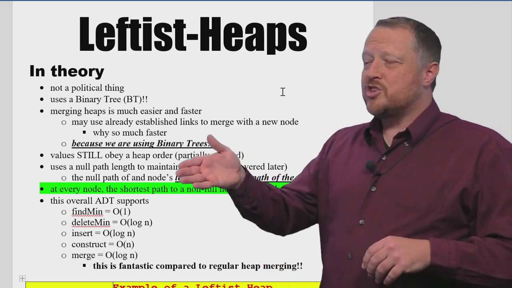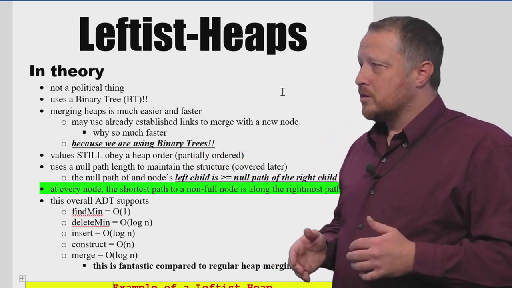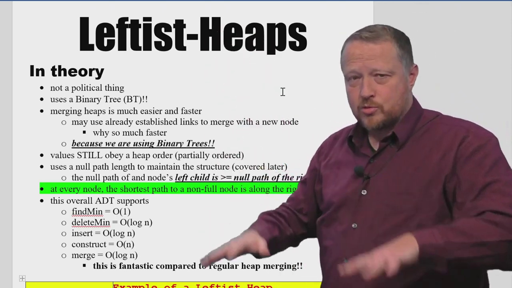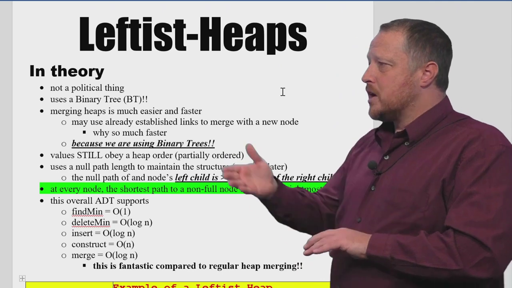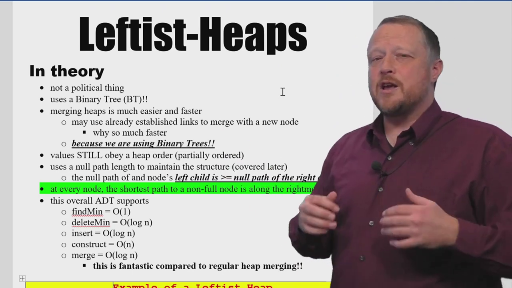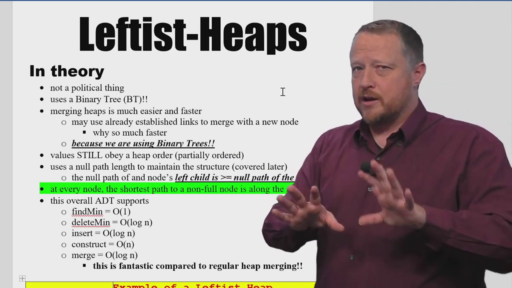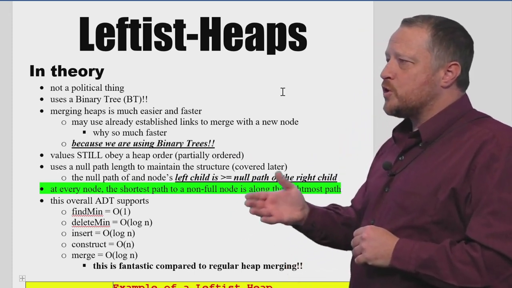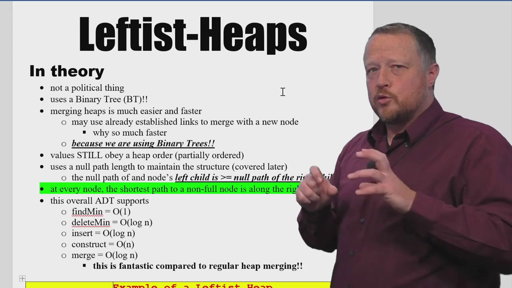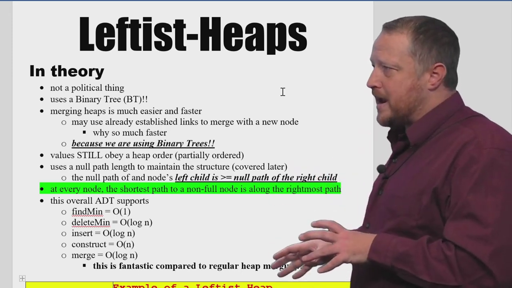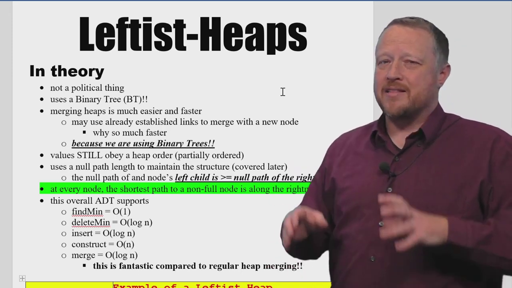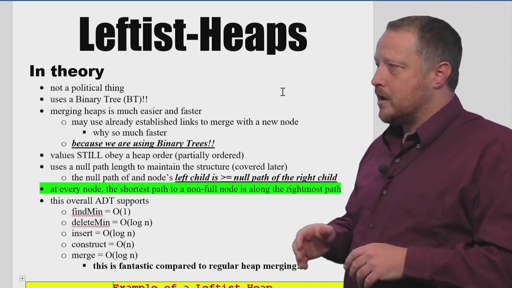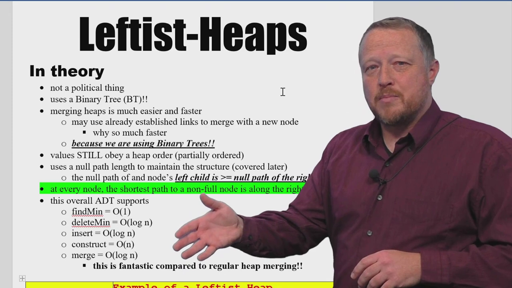The values still obey the heap order. Remember that the highest number, if it's a max heap, is at the top, and then it trickles down to the bottom. It uses null path length to maintain the overall structure, which I'll cover a little bit later, so bear with me on that one. And then at every node, the shortest path to a non-full node is along the right-hand path, or rightmost path. Again, that's something I'm going to go over in a little bit, so bear with me on that.